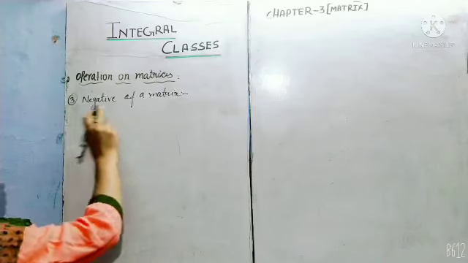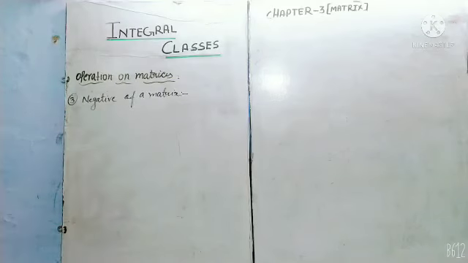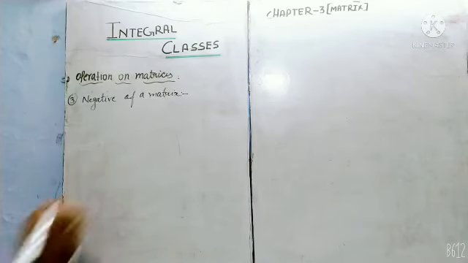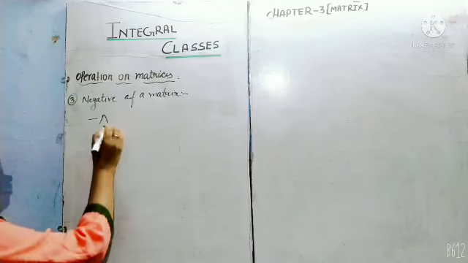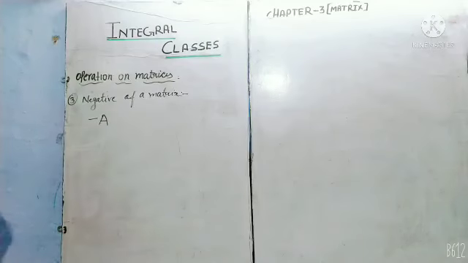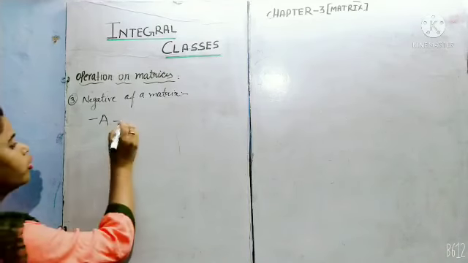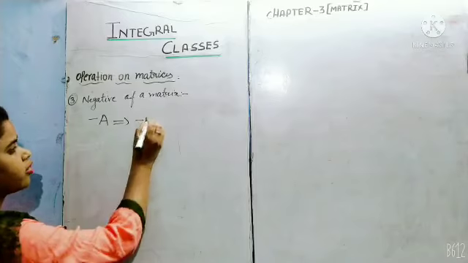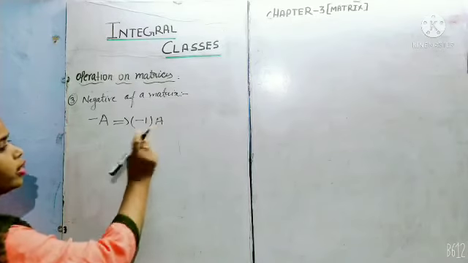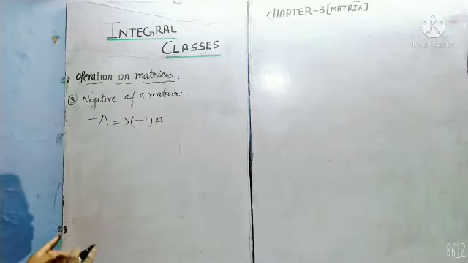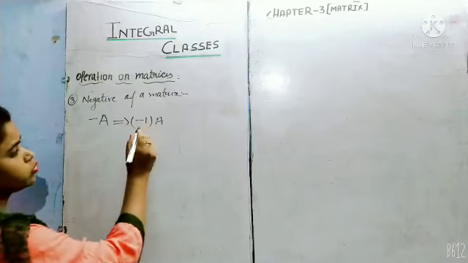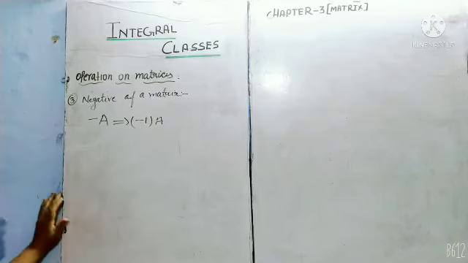The next operation is the negative of a matrix. Students, the negative of a matrix A is denoted by -A. It means if we write -A, it is a negative matrix. So we write -1 into A. It also becomes a multiplication by a scalar, because -1 works like a scalar here.